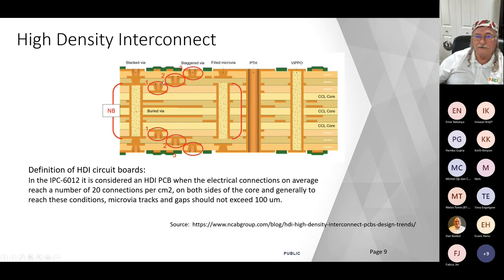And then again, these circled vias are the high-density interconnect vias, and those allow you to make connections between adjacent layers, and then they can be put together in various topologies. You see where on the far left, they're stacked on top of a buried via. The ones to the right there are staggered, and those are ways of making the connection through multiple layers through the board stack.